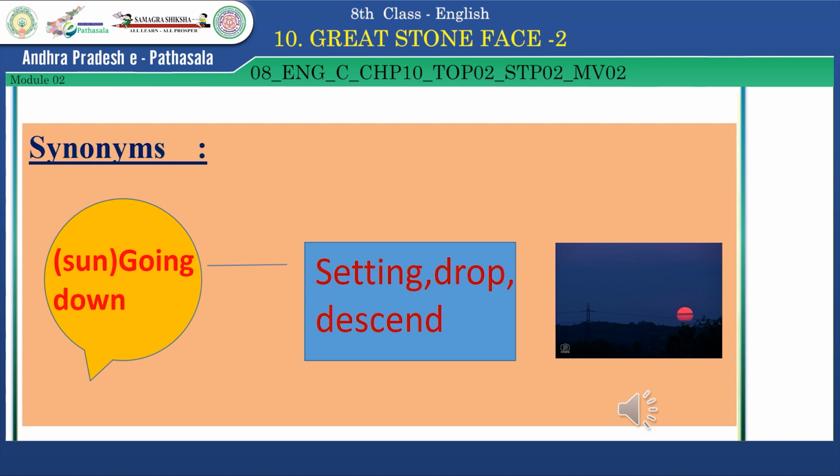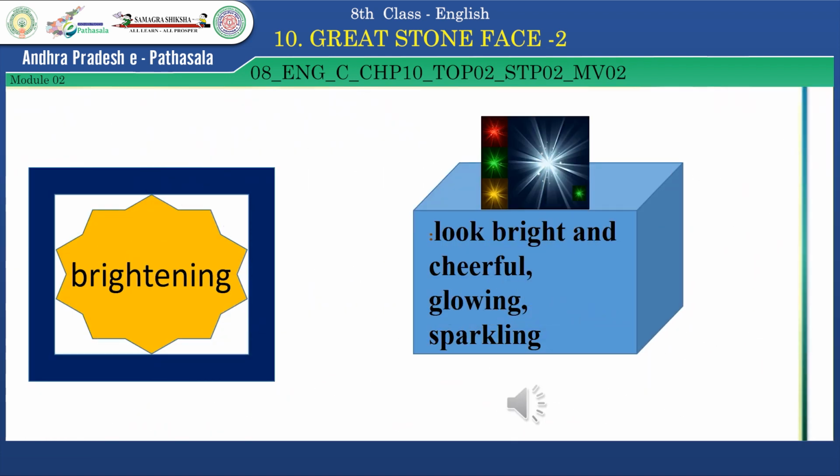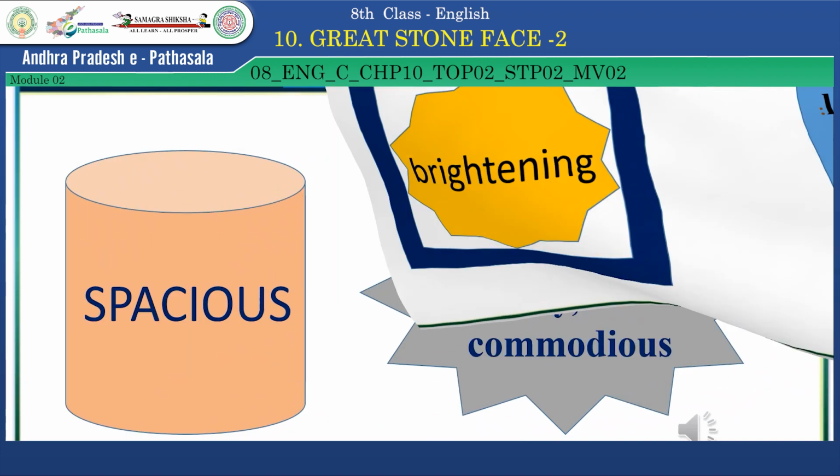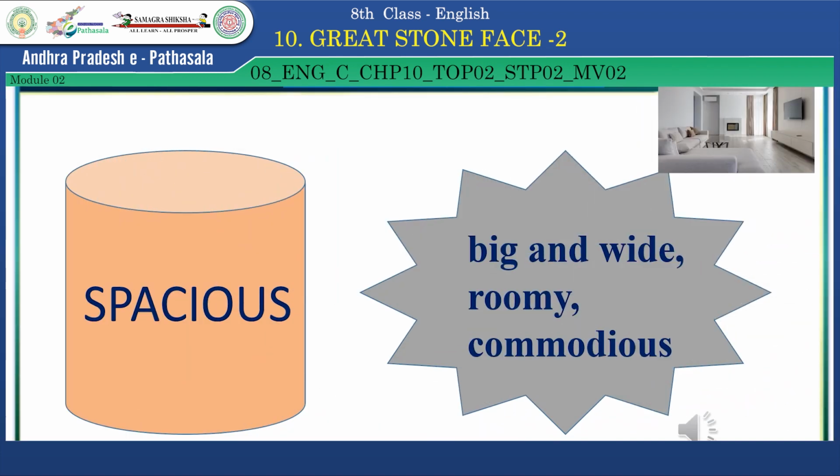Well, children, we will learn some more synonyms. Okay? Brightening: look bright and cheerful; glowing, sparkling. Dear children, the next word is spacious. Big and wide, roomy, commodious. Did you understand? Very good. Next.